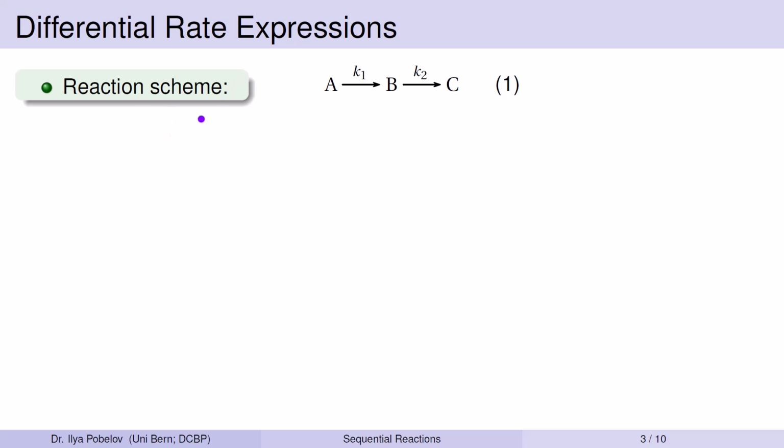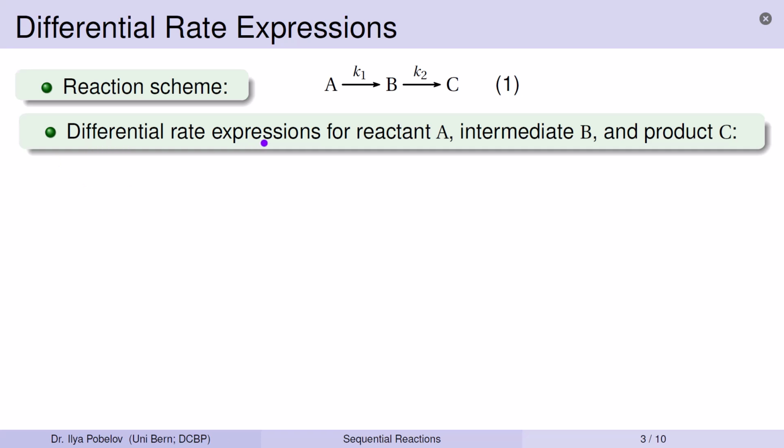For our example reaction scheme, we can derive the differential rate expressions for reactant A, intermediate B, and product C. For reactant A, the rate of decomposition is given by d[A]/dt equals negative K1 times [A]. This equation reflects the first order decay of A in the initial step of the reaction.